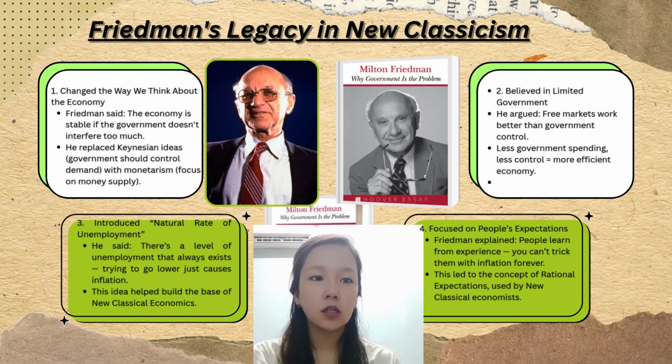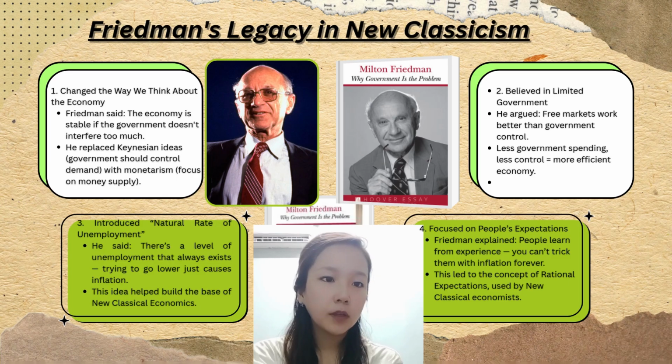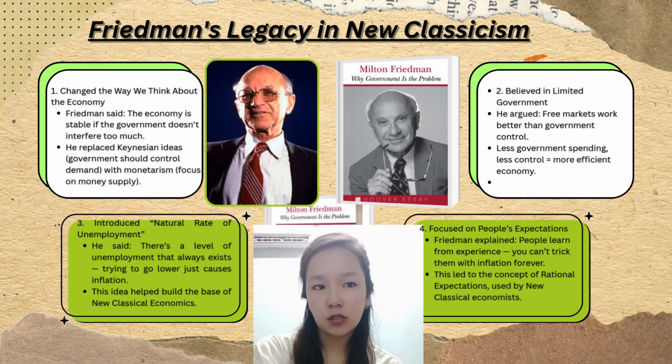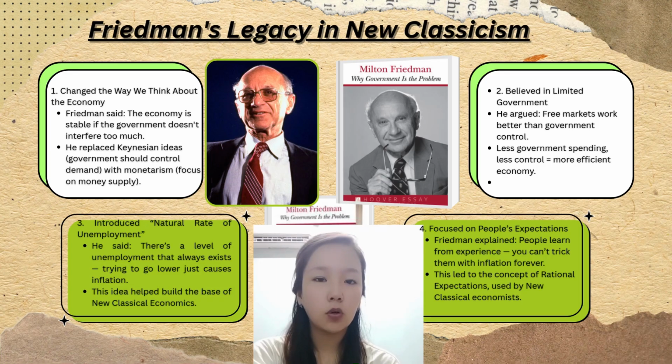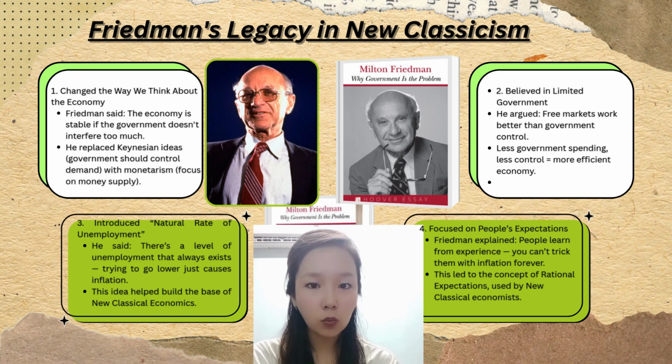And the second one is that Milton Friedman limited government. He argued that free markets work better than government control. Less government spending, less control, and a more efficient economy. The third one is that he introduced the natural rate of unemployment. He said there is a level of unemployment that always exists, and no one can eliminate it. There is a level of unemployment, and it will always exist.